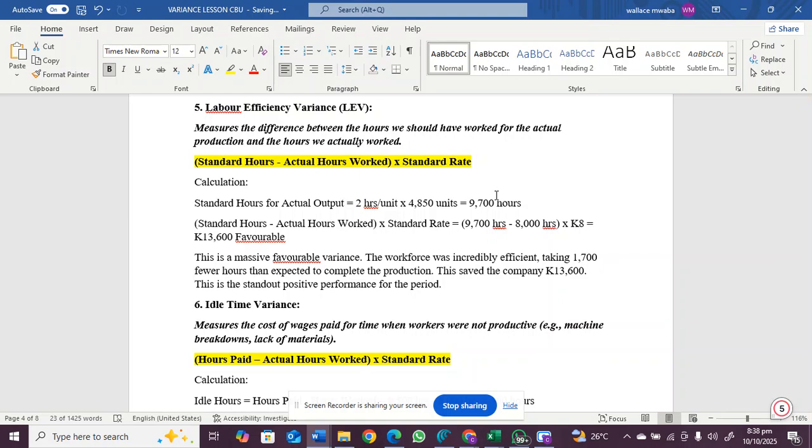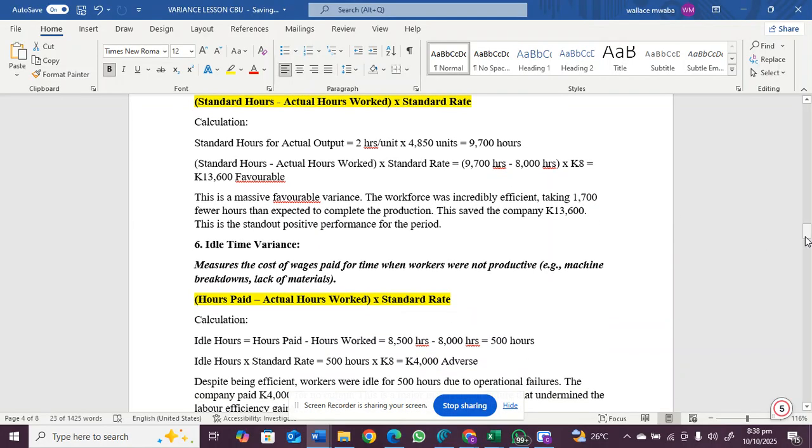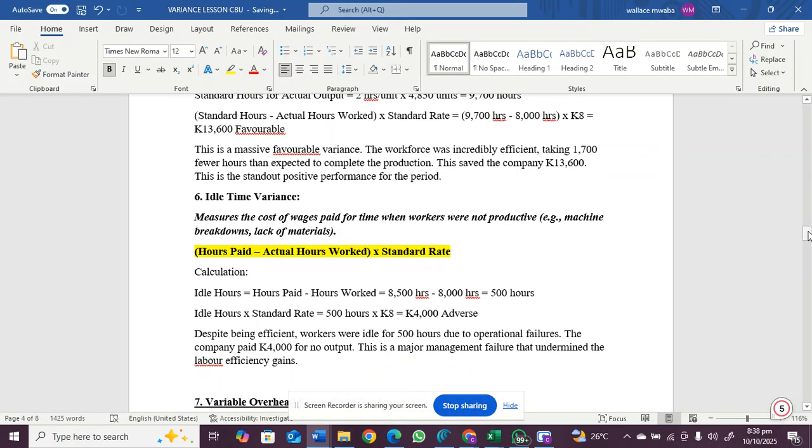All right, we want to compare. Remember, idle time is when workers are just seated and nothing is happening. It can be that the machinery breaks down, so workers can't work. They're just seated in the factory doing nothing. So with this variance, you want it to be as low as possible. You don't want idle time because you're paying workers for nothing.